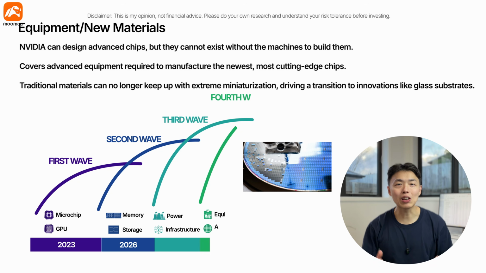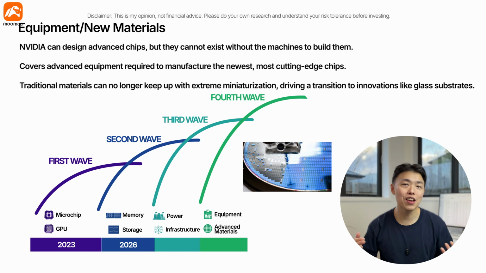The fourth theme is equipment and new materials. Nvidia could continue to design more advanced chips tomorrow and it still wouldn't matter without this theme. These are the companies that make the precise machines other companies use to actually build chips. This theme covers two things: advanced equipment, which are the machines that build the newest chips, and new materials like glass substrates. Chips have gotten so small and so powerful that the old materials they were built from can't keep up anymore. So the industry is starting to shift towards brand new materials to build chips with.